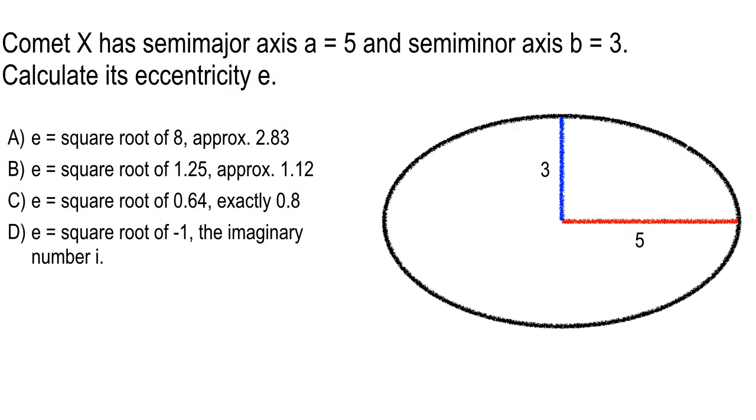Okay, comet X has semi-major axis A equals 5, semi-minor B equals 3. Calculate eccentricity. Let me start the question for you, and figure that out and go ahead and vote. If you don't have a calculator, you better start bringing one, or at least have your cell phone. But on exam day, you're going to have one if I ask you to do something like this.